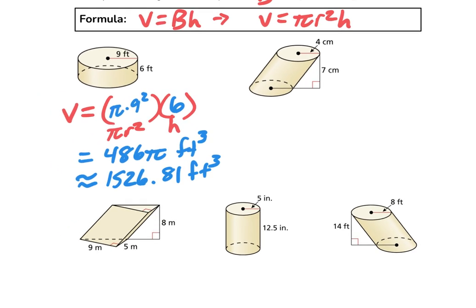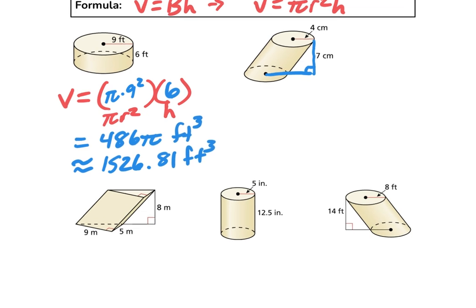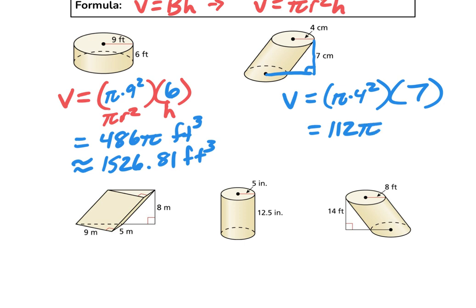Okay, this one is kind of the same idea. Except this is what we call an oblique cylinder, because it's slanted. That's why the height is drawn out here to the side, because we have to have a perpendicular height. So we're going to go volume equals pi times 4 squared times 7. If we write our answer in terms of pi, we have 112 pi.